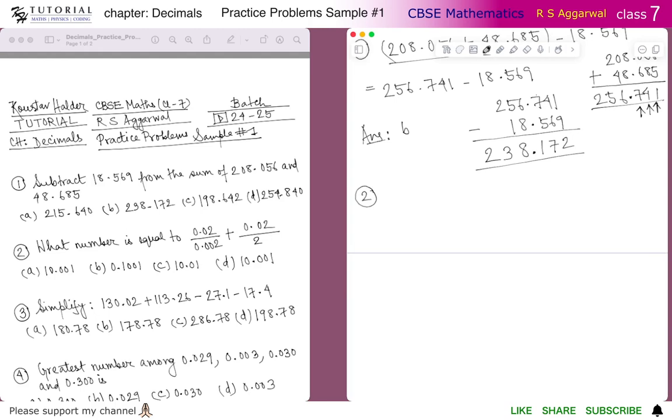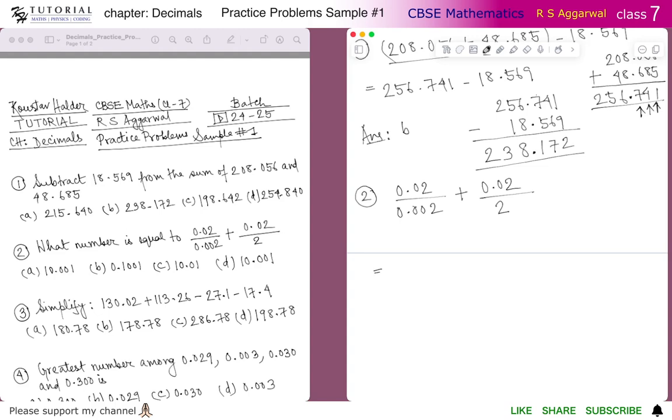What number is equal to this? Okay, so we have to evaluate 0.02 divided by 0.002. Even though I have not discussed the division and multiplication of decimal numbers, I have still included this problem because we can use the concept of converting a decimal number to a fraction, and we have done the division of fraction, multiplication of fraction, and the addition of fraction. So we will convert the decimal numbers to a fraction, and we'll do the operation using fractions.